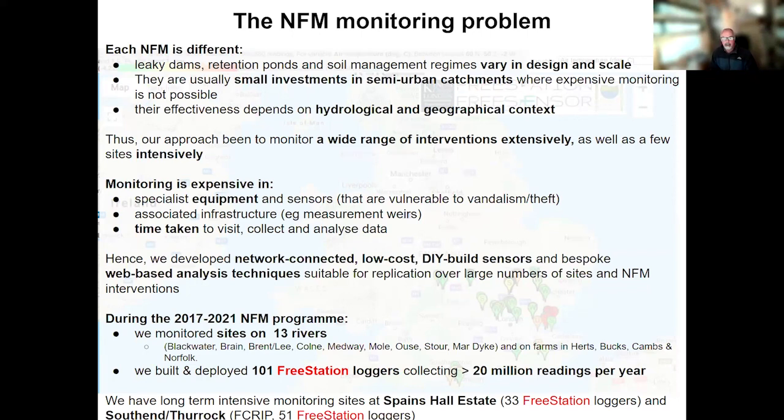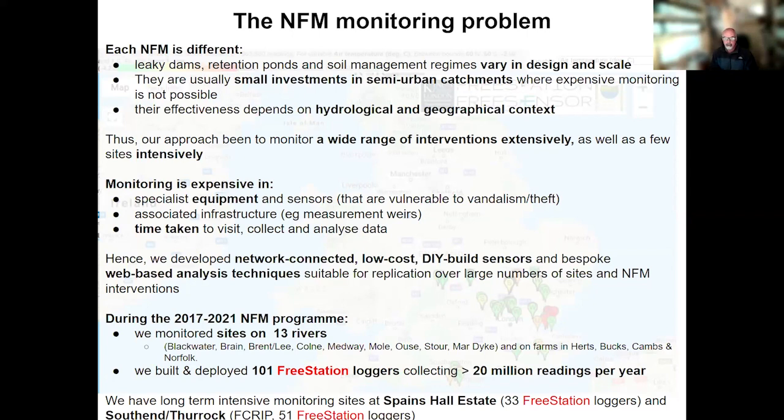The other issue with natural flood management is that monitoring is always expensive in three ways, because of the specialist equipment, of course, and the sensors. And in NFM context, they are particularly vulnerable to vandalism and theft because you're often working on the edge of communities. You're not in remote wilderness areas. There's often associated infrastructure such as measurement weirs or other structures to take measurements. And of course, there's a lot of time taken to visit, collect, and analyze data. And if you're doing an extensive network, those costs can build up.